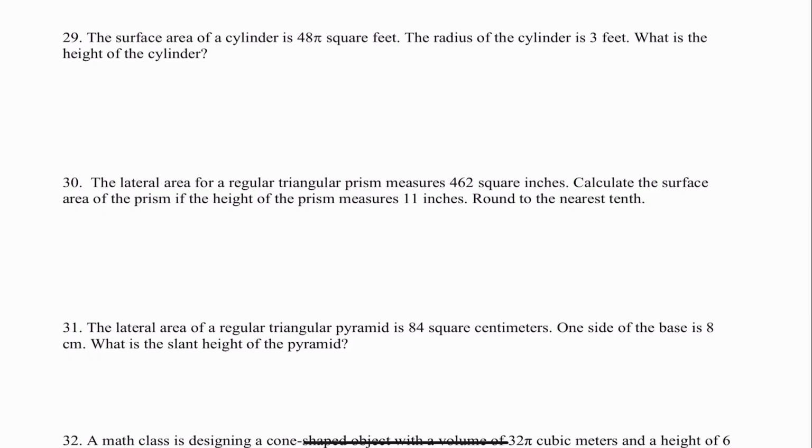So the surface area of a cylinder is 48 pi square feet. The radius of the cylinder is 3 feet. What is the height of the cylinder? So we have the surface area of a cylinder, which is 48 pi square feet. So the first thing I'm going to do is I'm going to use my formula. It is going to be S equals 2 pi RH plus 2 pi r squared. The surface area is 48 pi equals 2 pi. What's the radius? It is 3 feet. So I'm going to replace r with 3.